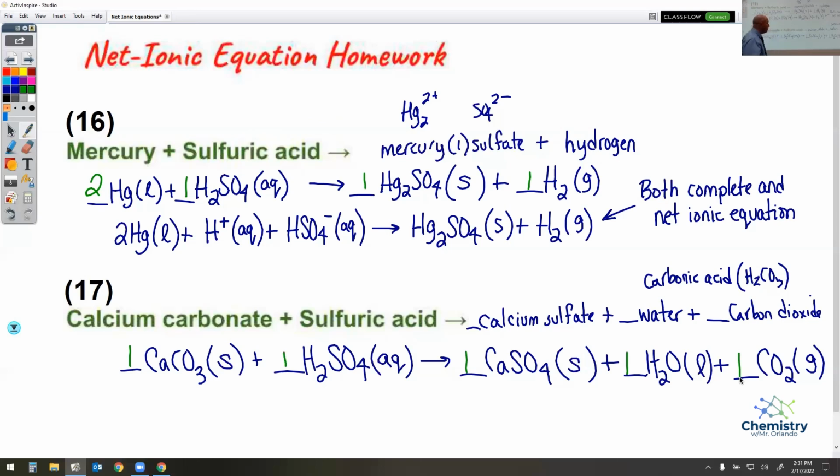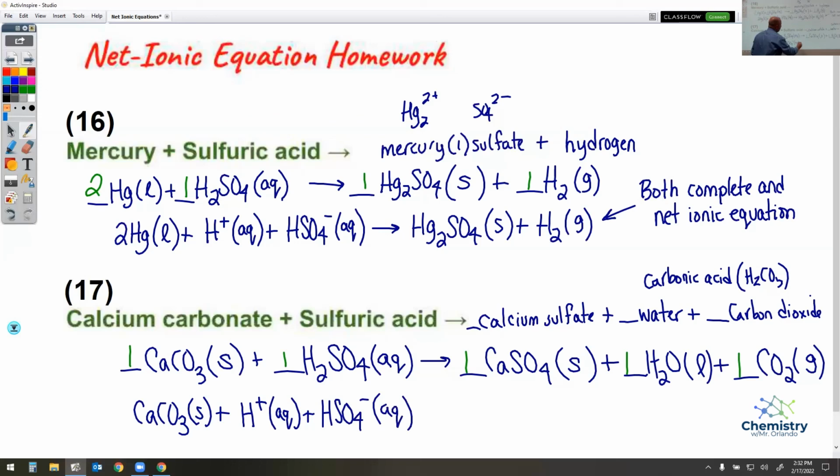And finally, wrapping this up, our complete and net ionic equation are going to be the same thing. So we're going to include states of matter as we go through this. We have calcium carbonate, which is going to remain together as a solid, plus sulfuric acid, a strong acid. So we're going to break this up into H plus ions plus HSO4 minus ions, forming calcium sulfate solid, plus water as a liquid, plus carbon dioxide gas.